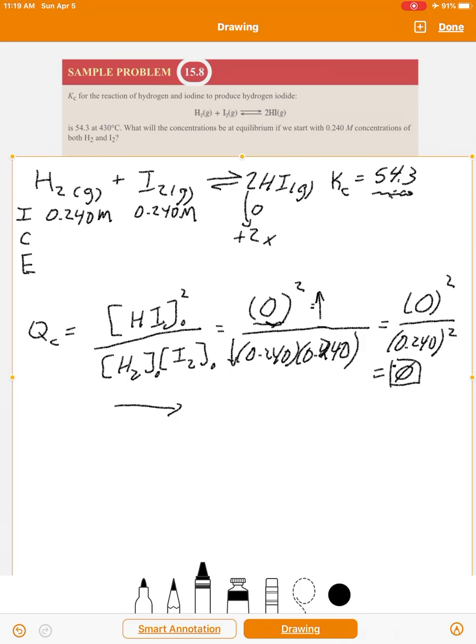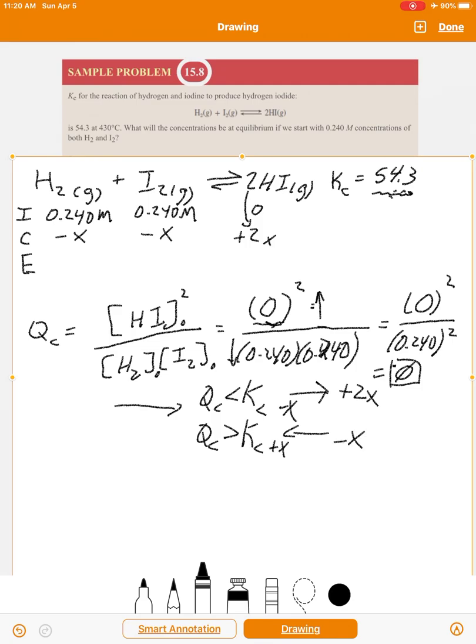Remember, that coefficient gets brought down here. And then these have to go down. Whatever happens to the right side, the opposite happens to the left side. They can't all go up or all go down in this type of problem. So if you've decided based on the fact that Q is less than K that the reaction's got to go that way, you're going to get the plus x's on that side and the minus x's on that side. If you decide, hey, Qc is greater than K, well, then it's going to go the opposite direction, and you'll get the plus x on the left, and you'll get the minus x on the right. Okay? Let me erase some of this.